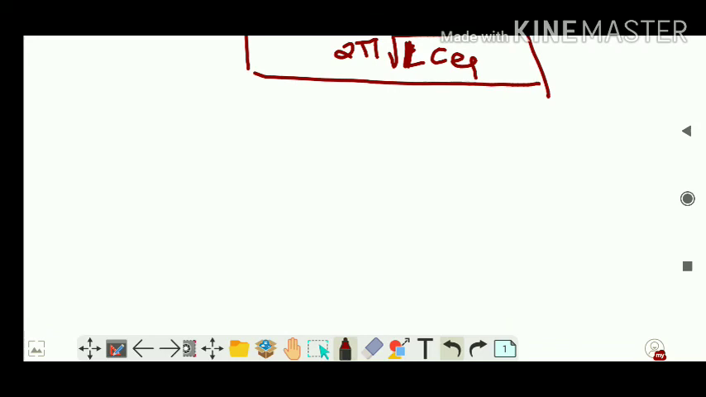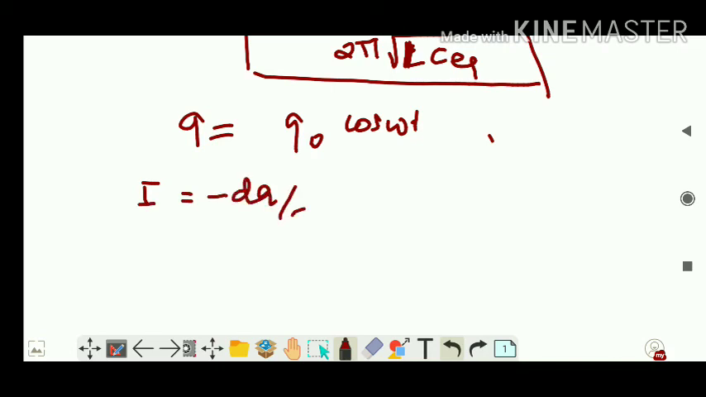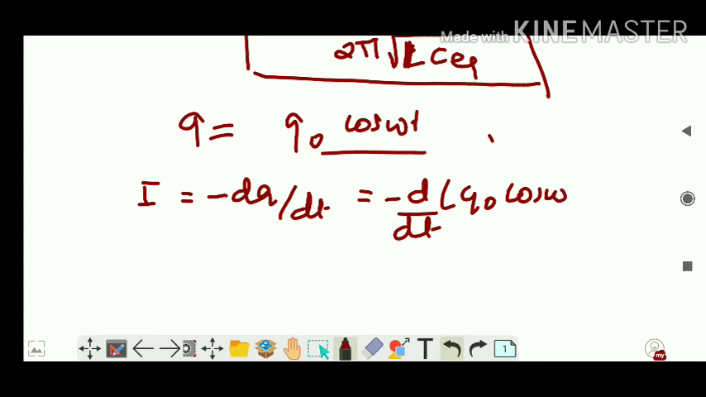Now we have q is equal to q naught cos omega t, right? When you have the charge as maximum, you have q is equal to q naught cos omega t. Then what will be the expression of current, guys? You know, current is equal to minus dq by dt. Why did I write minus? Because charge is going to be reduced from this point. So here I will write minus d by dt. In place of q, I'll write this expression, q naught cos omega t, right?